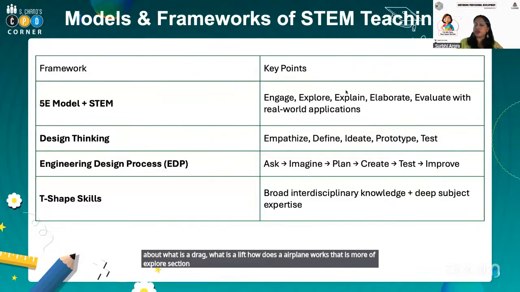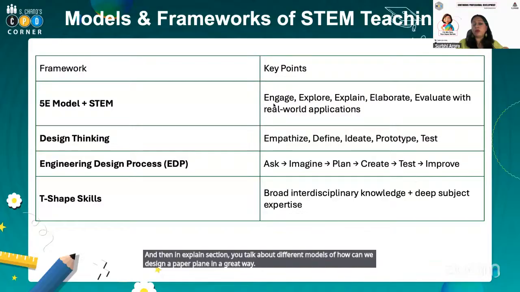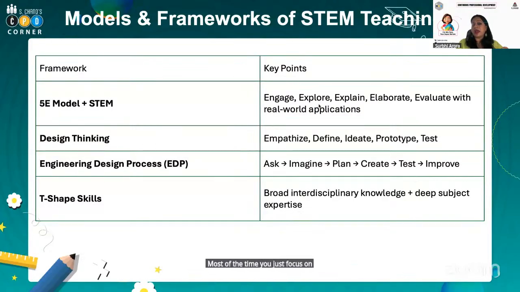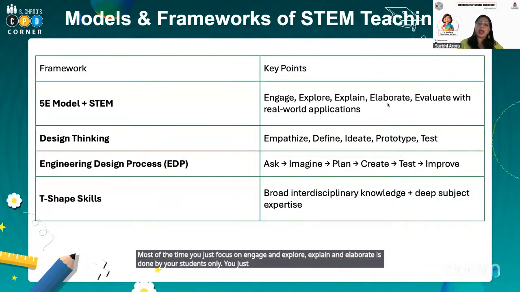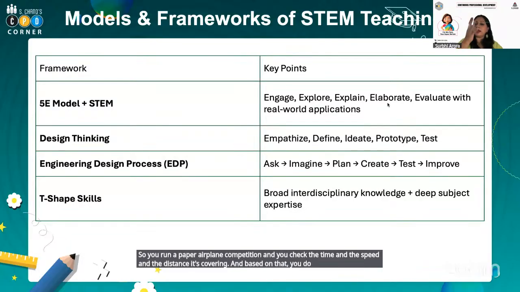And then in the explain section, you talk about different models of how we can design a paper plane in a great way. Most of the time, you just focus on engage, and explore, explain, and elaborate is done by your students only. You just keep giving them some hints, and they keep exploring and coming back to you with the information they have gathered. And finally, how do you evaluate? Okay, you have created a paper plane, but how do you evaluate that it's a good one? So you run a paper airplane competition, and you check the time, the speed and the distance it covers, and based on that you do your evaluation, and the whole data is maintained in a chart. That is another way that we can do it.